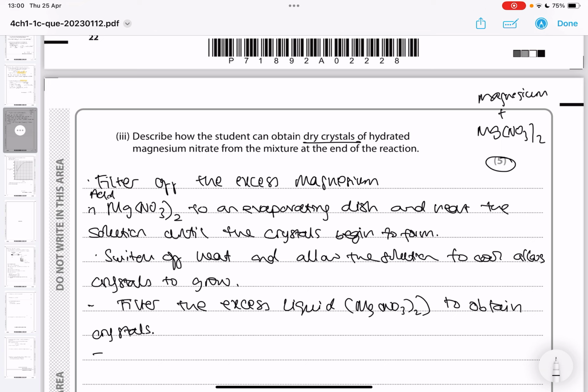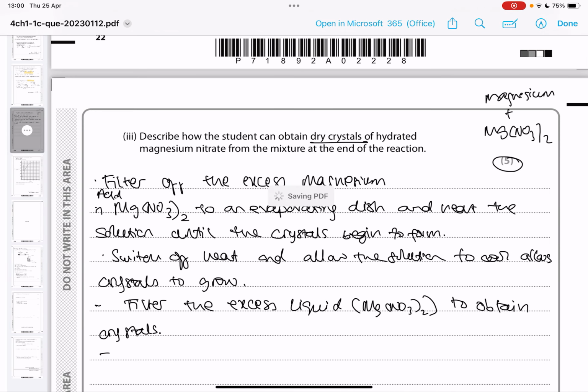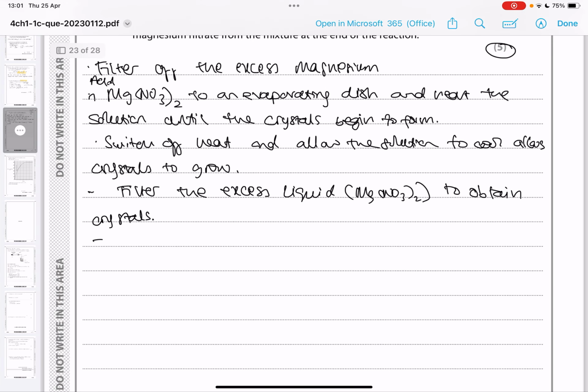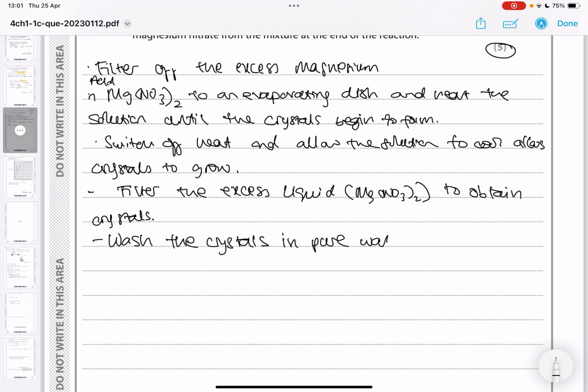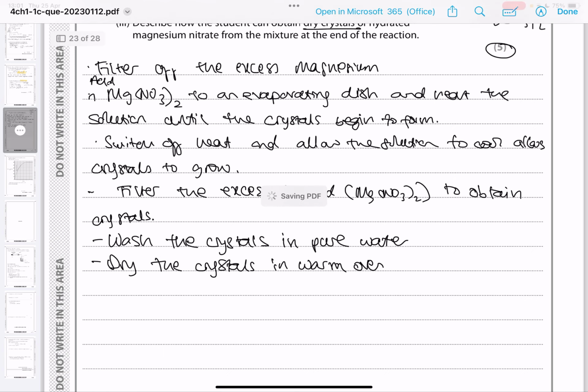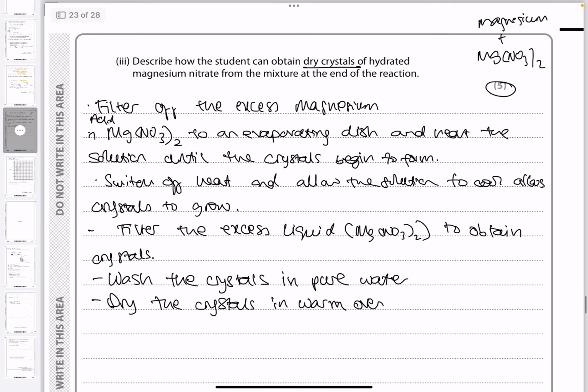Then, because normally they ask for pure or dry crystals, and they haven't mentioned pure here, but I'm going to state the steps anyway, because in other questions they do. Once you've obtained the crystals, you wash the crystals in pure water. Then you dry the crystals in a warm oven, and in that way you get your pure dry crystals of magnesium nitrate. So that's the process. Okay, cool.